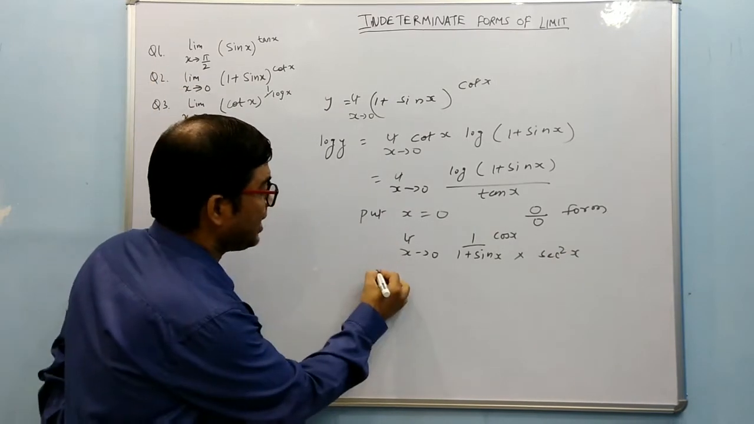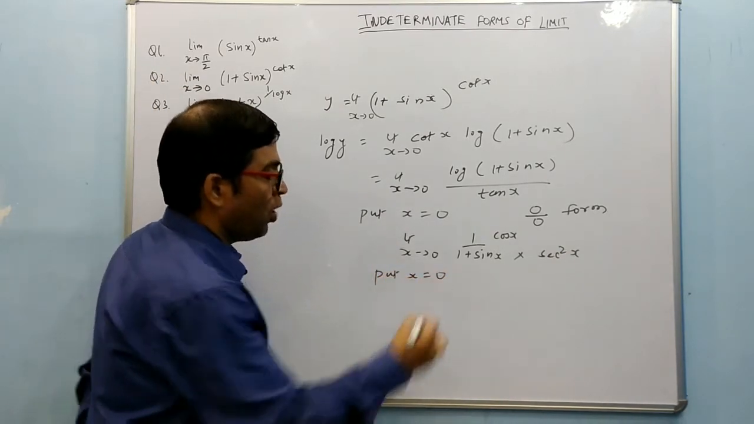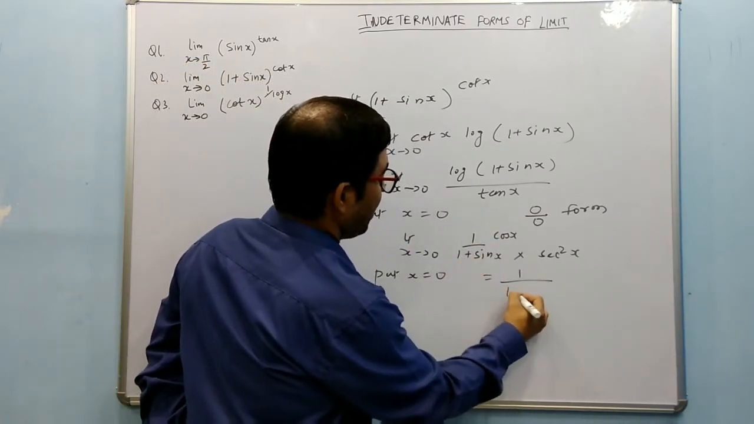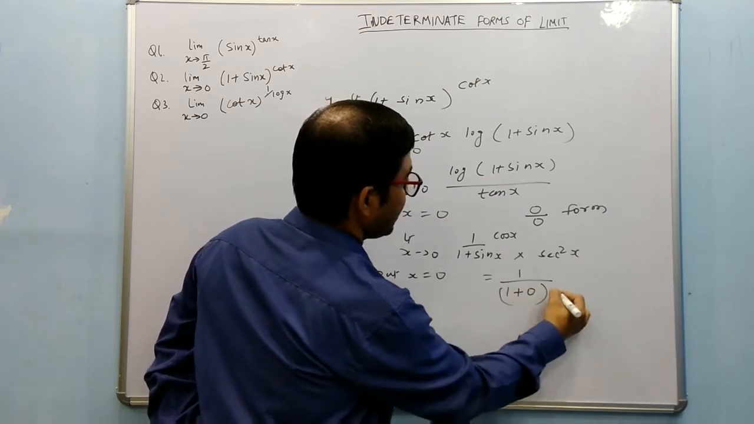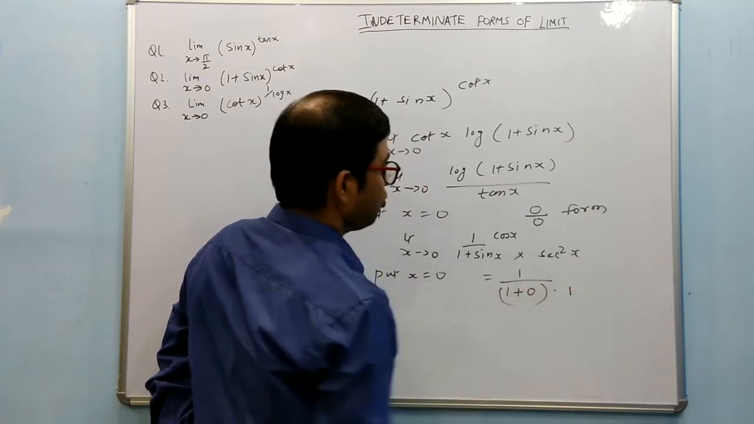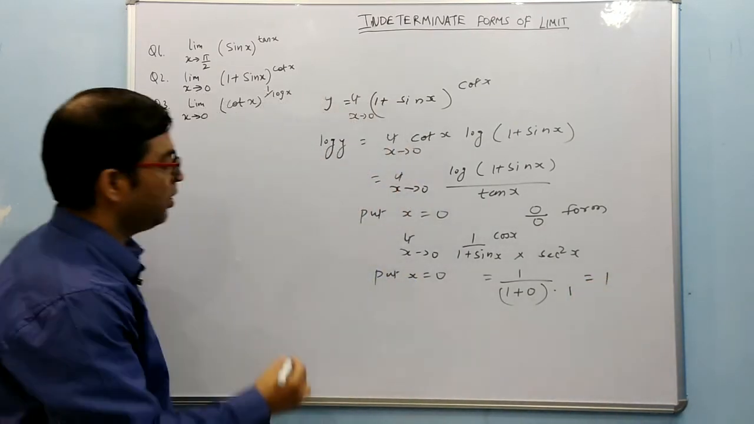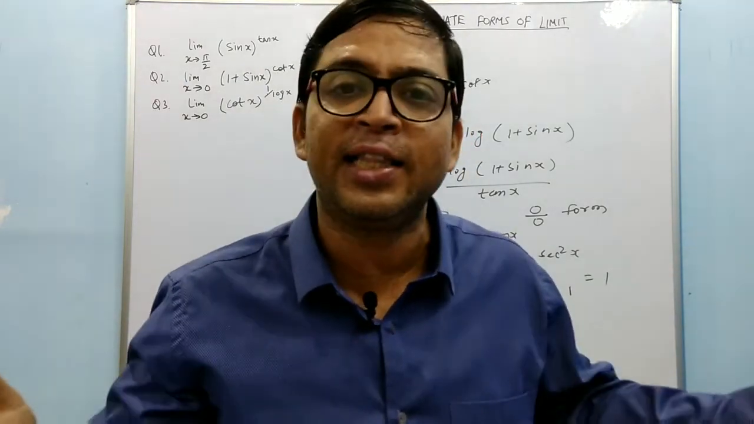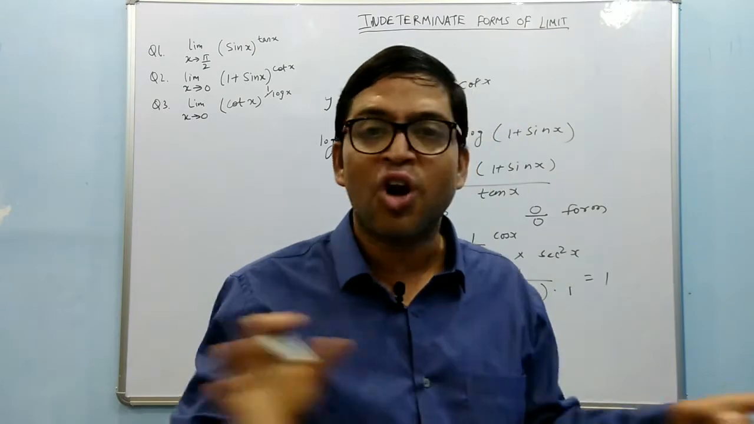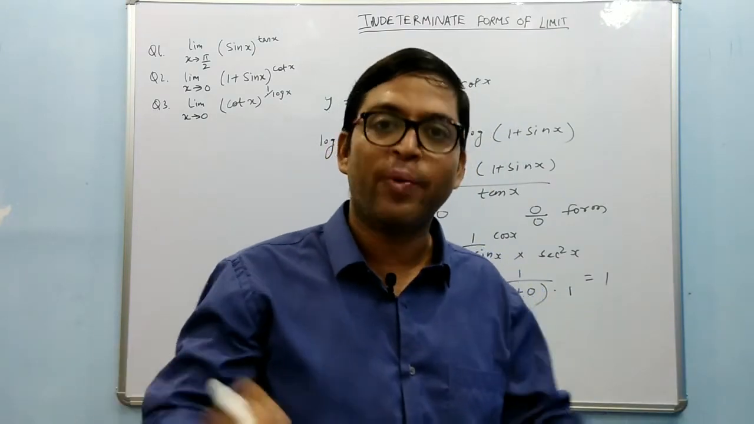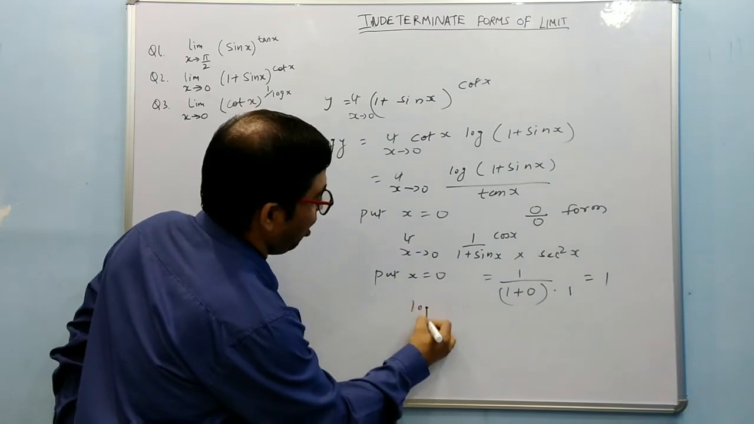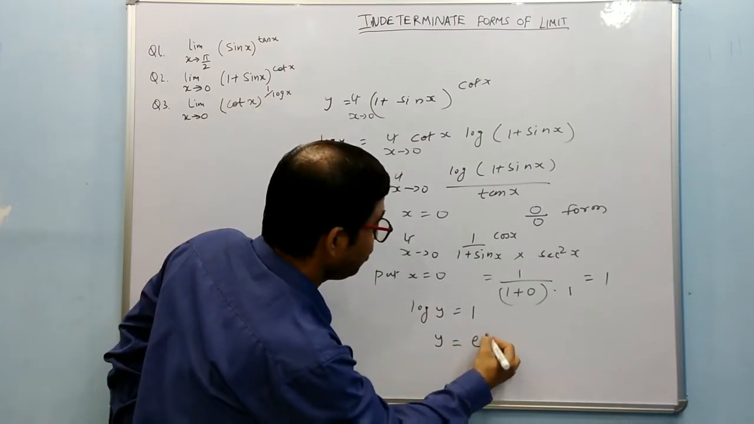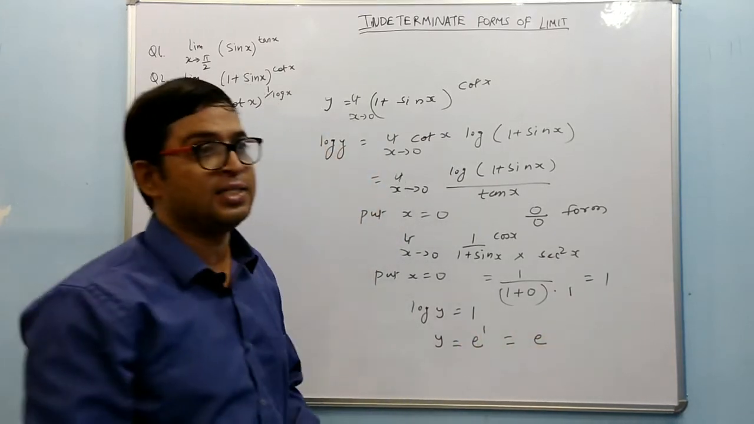Now you repeat the step, put x equal to 0. What is it coming out? Cos 0 is 1, by 1 plus sin 0 is 0, into sec 0 is 1, and 1 square is 1. So we got 1. Apart from 0 by 0 or infinity by infinity, anything, our thing is done. We need not go any further. So we will write log y is equal to 1, and y is equal to, as usual, e to the power 1. So e is the answer here.